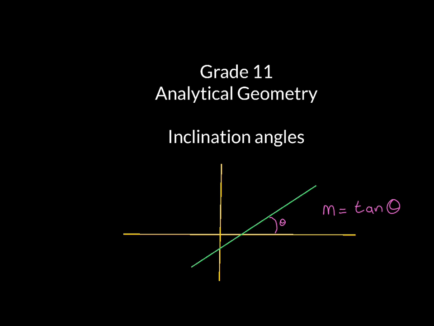Now in analytical geometry in grade 11, some new work that we do is inclination angles. Your inclination angle is basically the angle that is formed between the x-axis and your straight line. So it's this angle. And we get this formula: your gradient m is equal to tan theta.